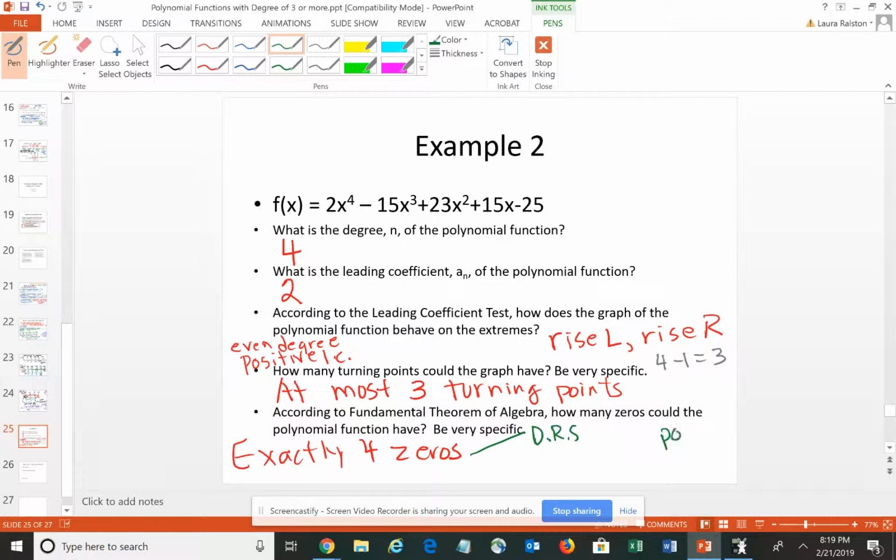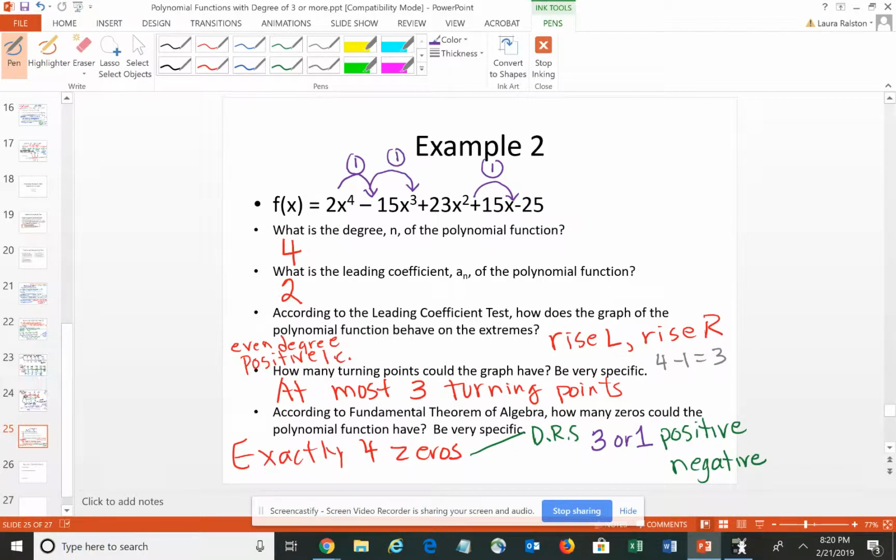to determine how many of those are going to be positive and how many of those are going to be negative. Okay, for the positive, we look at the original function as it's given. So we go from positive to negative. There's 1. Negative to positive. There's 1. Positive to positive. No. Positive to negative. Yes. So I could have 3 or 1 positive.